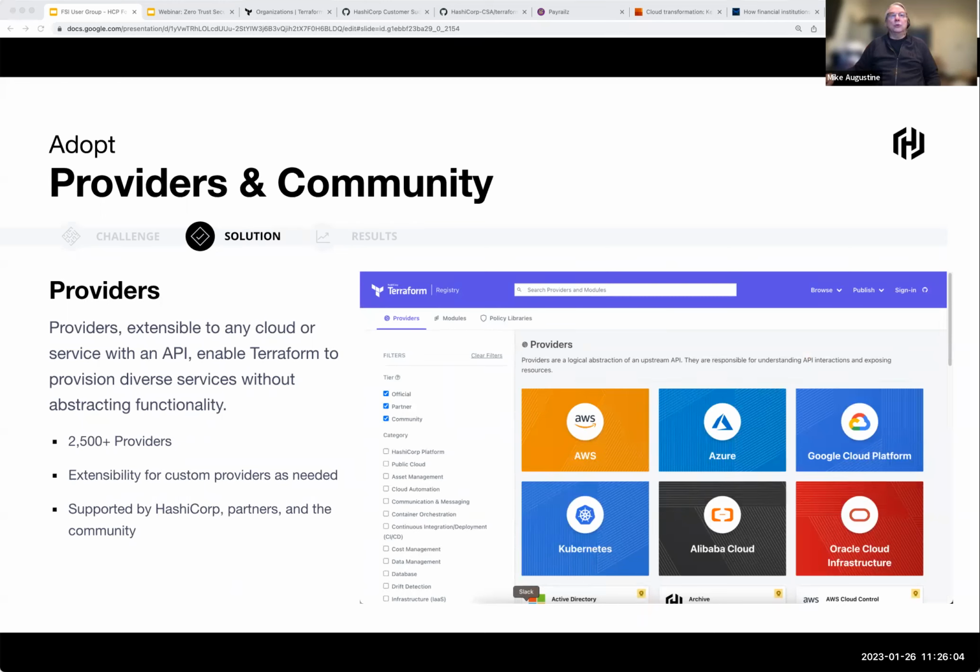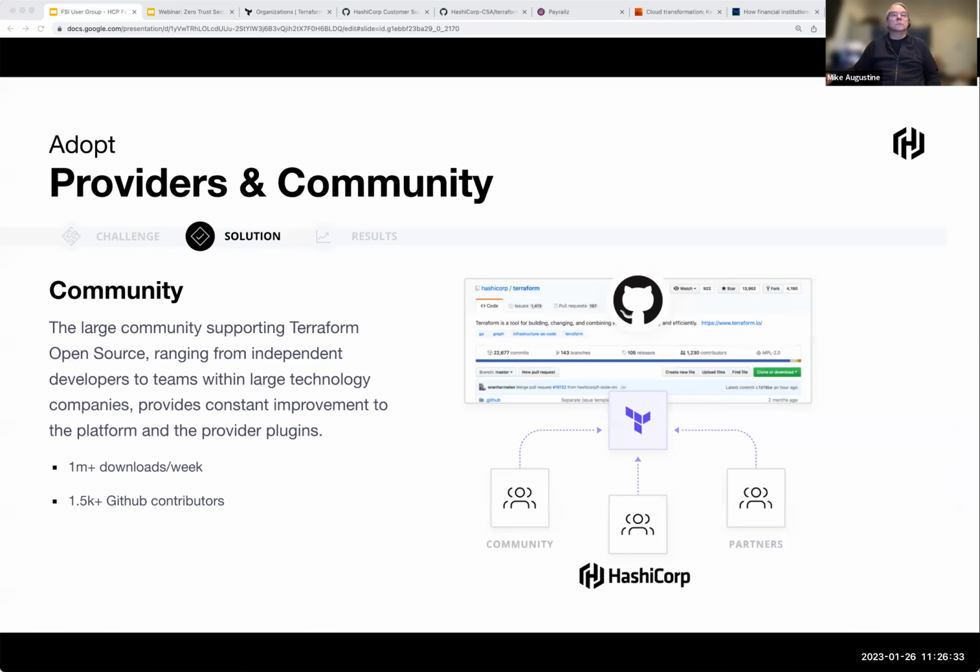Talking more about the community, we have providers in our online public registry, and there are 2,500 and better. And every day there are new providers coming out. There's a combination of community provided, partner provided, and HashiCorp provided. And this is what is making this product just take off. Talking a little bit more about the community and how that's happening.